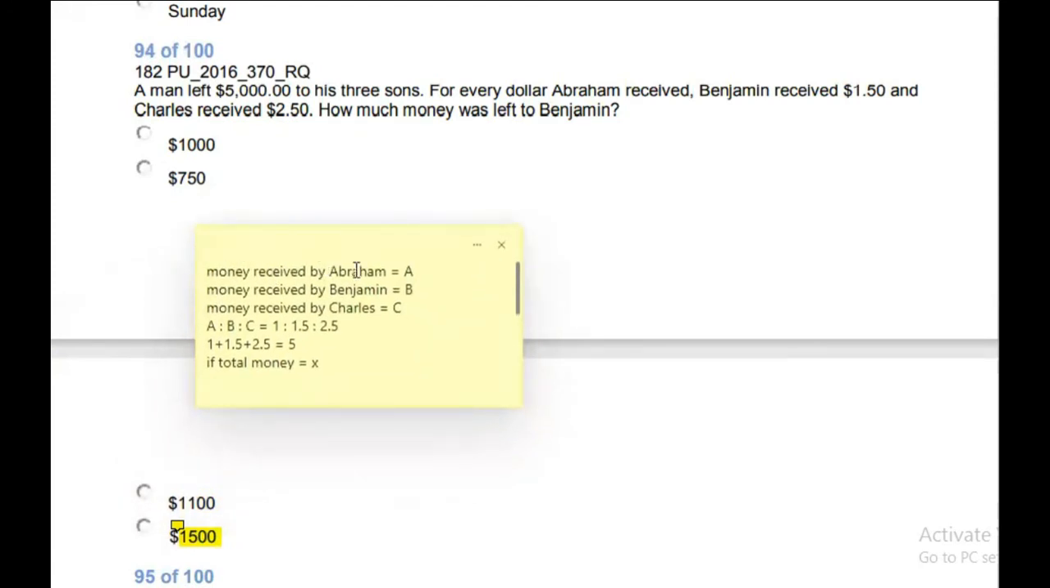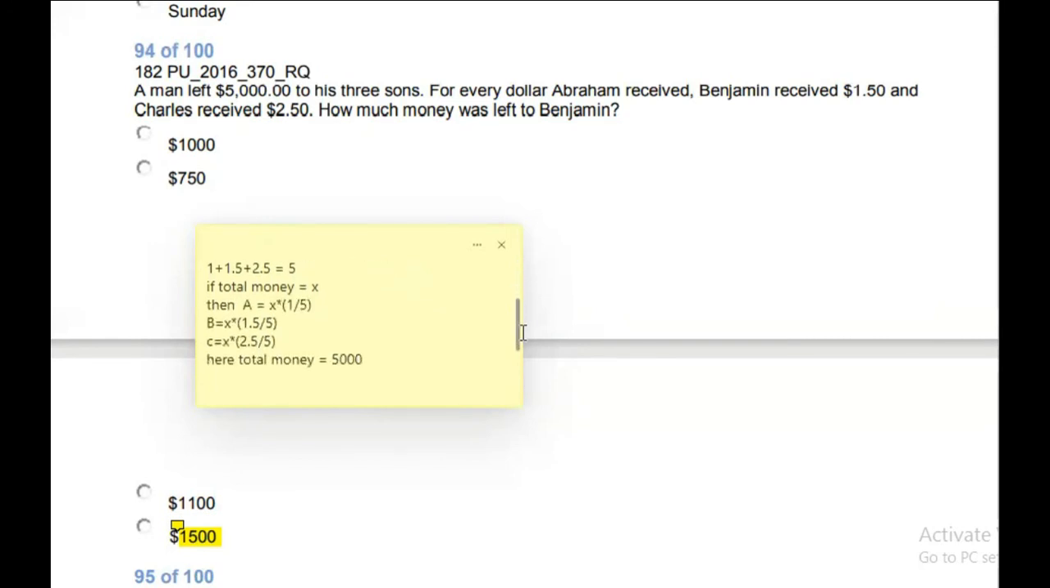Here, the money received by Abraham is A, by Benjamin is B, and by Charles is C. So A is to B is to C is equal to 1 is to 1.5 is to 2.5. So 1 plus 1.5 plus 2.5 is equal to 5. If total money is X, then A is equal to X into 1 by 5.